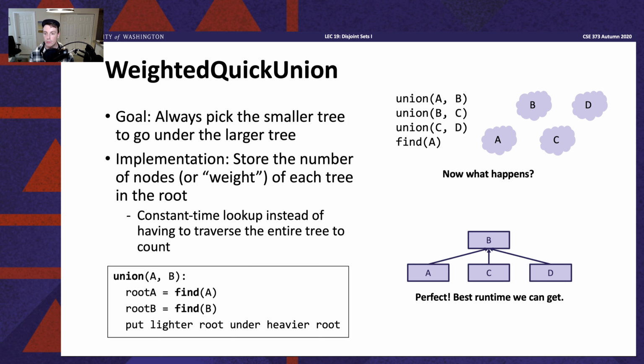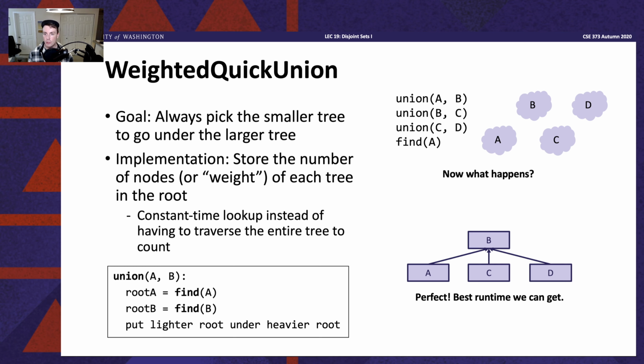Well, we could draw out the individual steps. We start by unioning A and B. So there's a tie. They both have the same weight. So maybe I'll make A point to B. And now I want to do union B and C. So I find the root of B. I find the root of C. Now I'm going to put the lighter one underneath the heavier one. So since C has fewer nodes, I'm going to put it underneath. I'm going to make C have parent that is B.